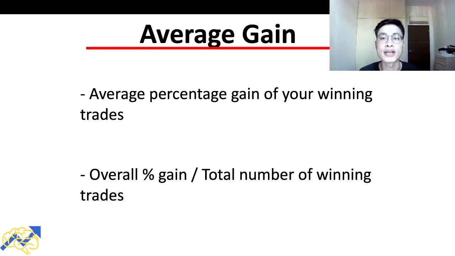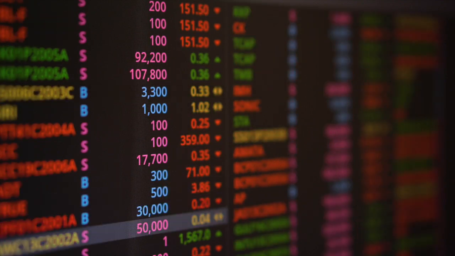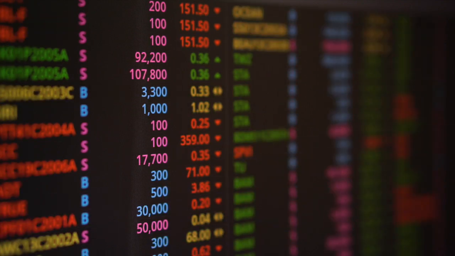So what is average gain? Average gain is the average percentage gain of your winning trades. To calculate average gain, we take the overall percentage gain. So we tally up all of your percentage gains on your winning trades and then we divide them by the total number of winning trades that you take.